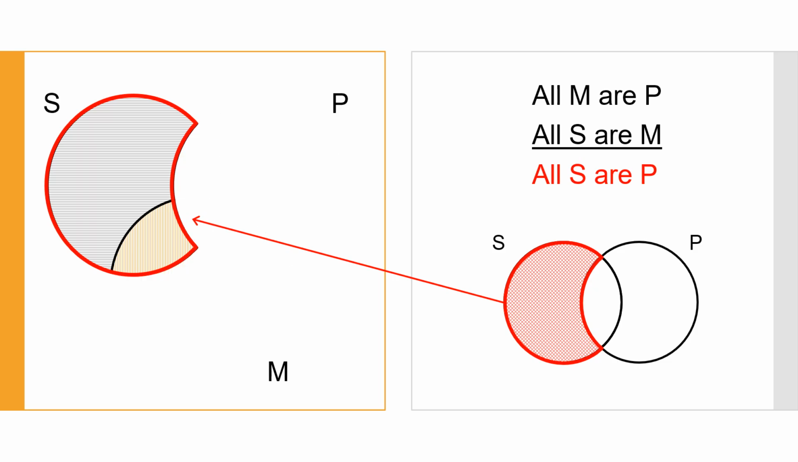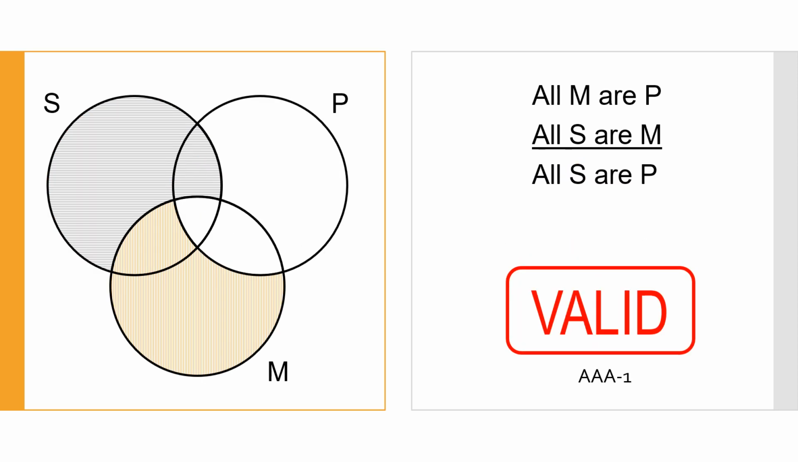Now notice all the other stuff that you see, all the other shading, all the other parts of the circle are simply irrelevant. For it to be valid, those 2 pieces, in this case of the S circle, have to match. That's it. If they do match, if all of it's shaded, then it's valid. If not all of it's shaded, then it's not valid.